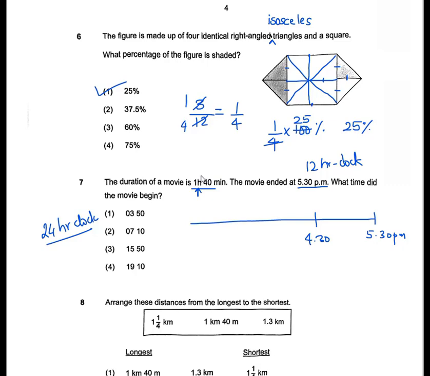Now, I've accounted for this 1 hour here. So now I'm left with 40 minutes. Now, this 40 minutes, because I have a 30 here explicitly, I will divide it into two parts, 30 and 10. So first, let me go for the 30. Move 30 minutes previously or prior. So that would end up with 4 o'clock. And now, 1 hour before that will be 3 o'clock.